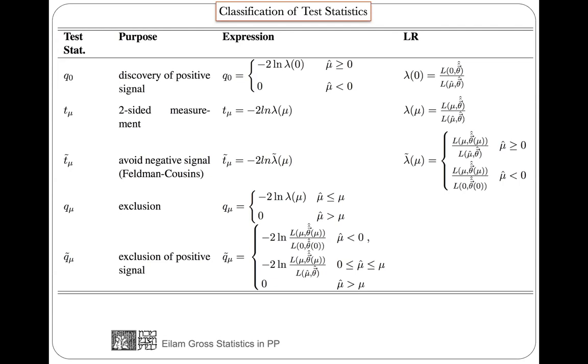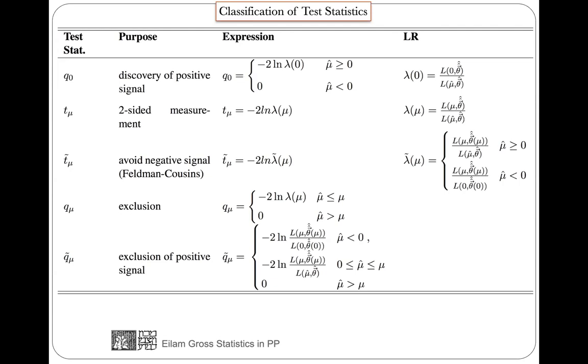And why is this defined as minus two log of lambda of zero when mu hat is greater than zero, and zero when mu hat is less than zero? Look at the middle column, first row. Because if I have a down fluctuation of the background, it will give me a signal strength which is negative. The background suddenly fluctuates down, and instead of 100 events of background, I get 90. The mu hat will actually be negative. It's something like minus 0.1 or something like this.